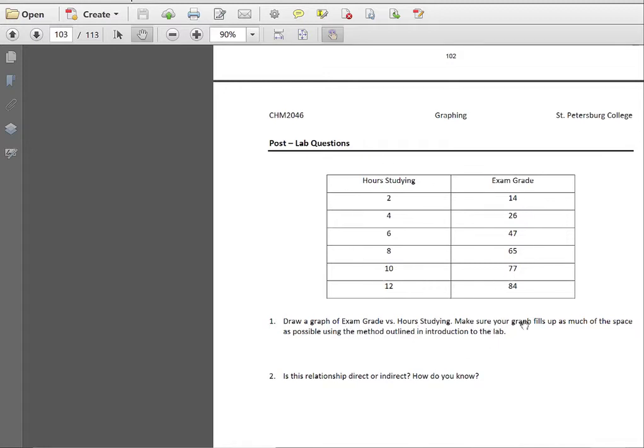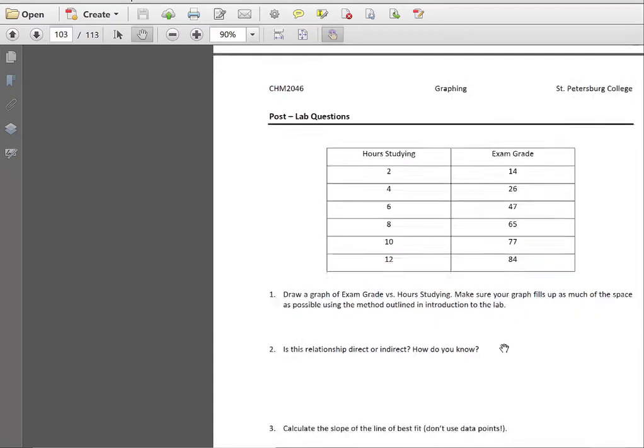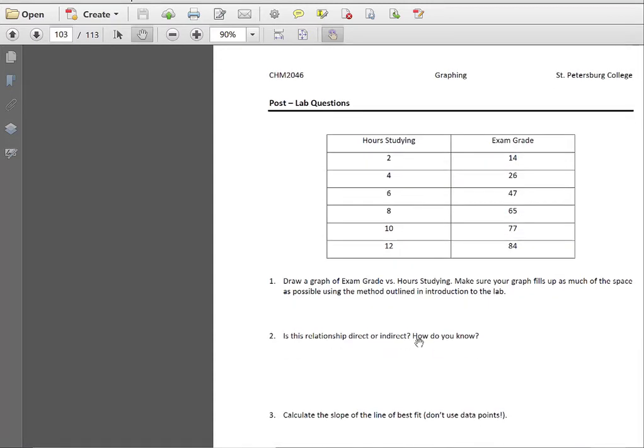I say draw a graph, make sure your graph fills out a space. So we do the same thing. Is this relationship direct or indirect? How do you know? If it's a straight line, it's direct. If it's curved, it's indirect. We are strictly graphing straight lines here. So just a big hint right there.